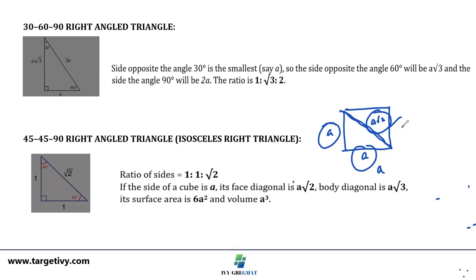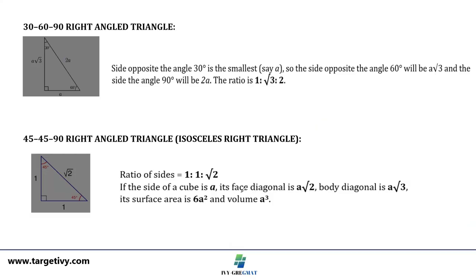In a cube, what happens, we'll learn later on. So let's keep it for that. Though it's given, the face diagonal is this in a cube, the body diagonal will be A root 3, and the surface area will be this, volume will be this. So we'll come to solid geometry. There we can discuss these things. Okay.